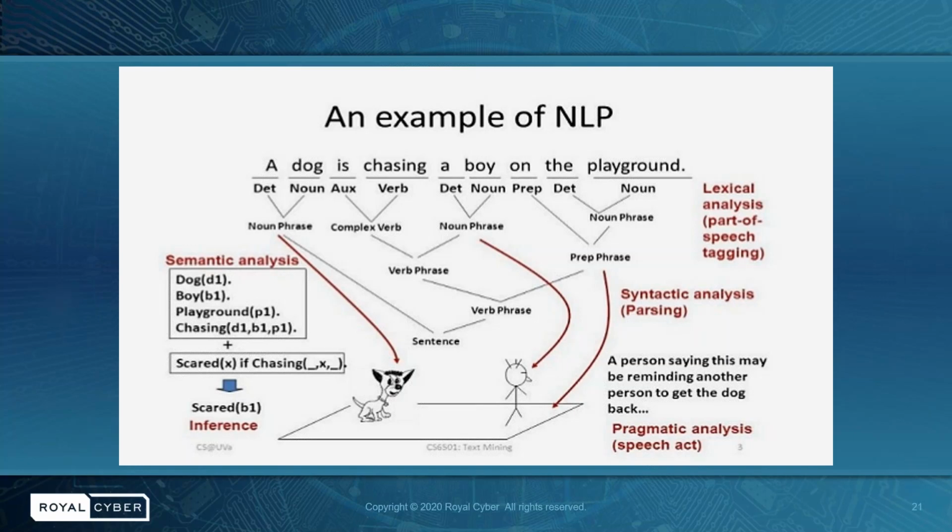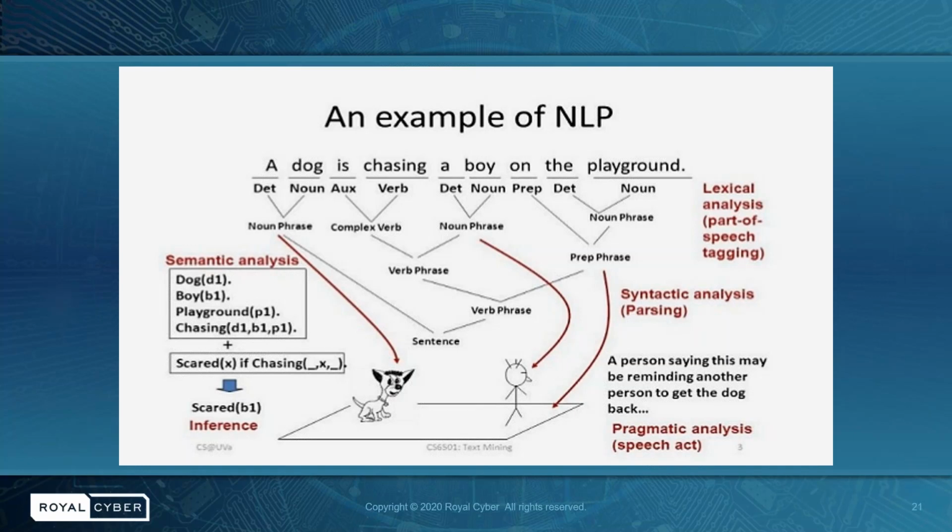There is a noun phrase, which is "a dog." Then there's a complex verb phrase, "is chasing." Then another noun phrase comes into the picture, "a boy." Then the preposition, "on." And finally "the playground" is another noun phrase. So these are the first layer of phrases created. Then the next level of phrases happens, where we identify the prepositional phrase, which is "on the playground."